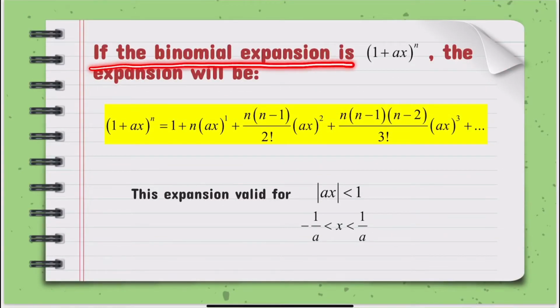If the expansion is written in the form (1 + ax)^n, then the expansion will be (1 + ax)^n = 1 + n(ax) + n(n − 1)/2! × (ax)² + n(n − 1)(n − 2)/3! × (ax)³ + ... This expansion is valid for |ax| < 1, where you can write it as x in between −1/a and 1/a.